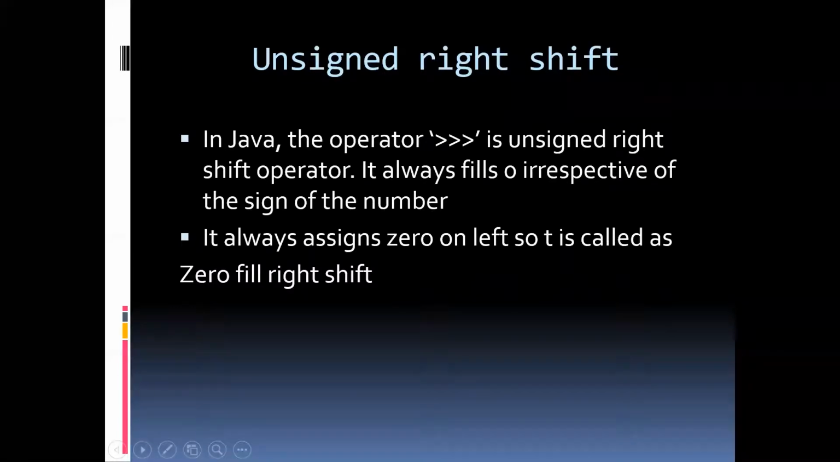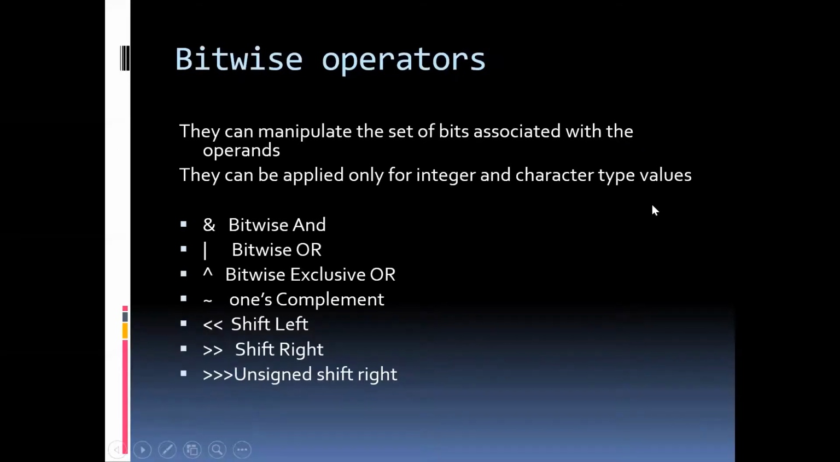So the last one in the shift operators is unsigned right shift, and the operator symbol is like this. What it does is always assign 0 on the left. So it is also called zero fill right shift. That's all about this. Now moving on to the bitwise operator.